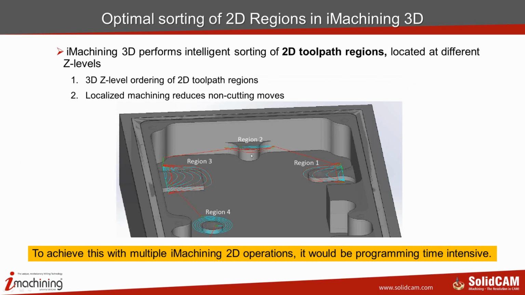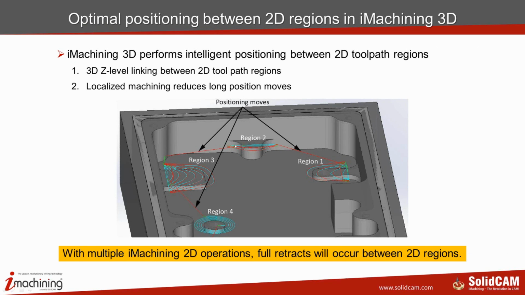Also, when there are several regions in your prismatic part, iMachining 3D knows how to do optimal sorting, to do them in the right order. Also, the positioning between each region and the other is done in an optimal way. All of this actually saves time.